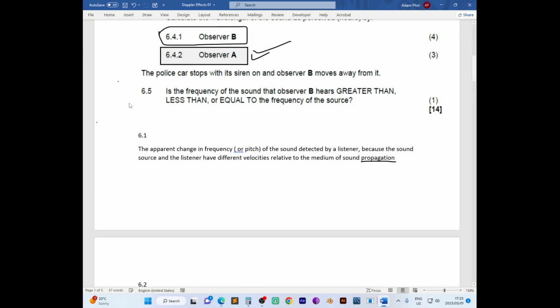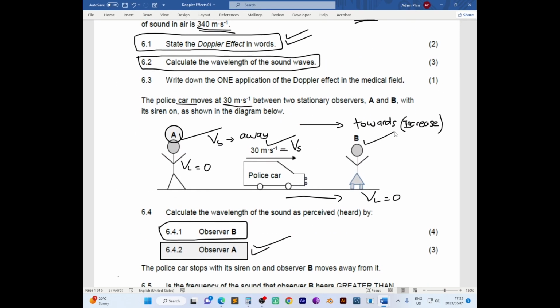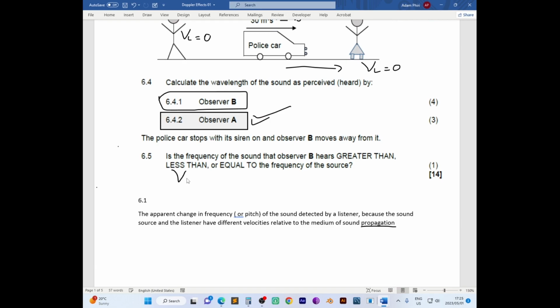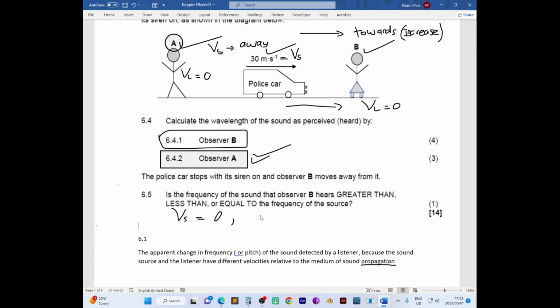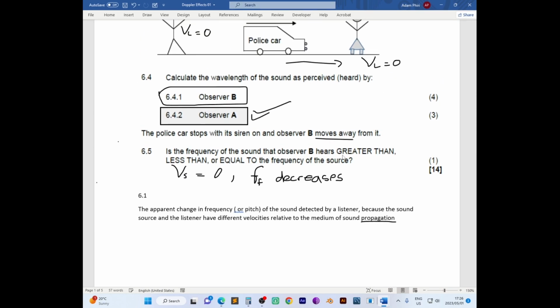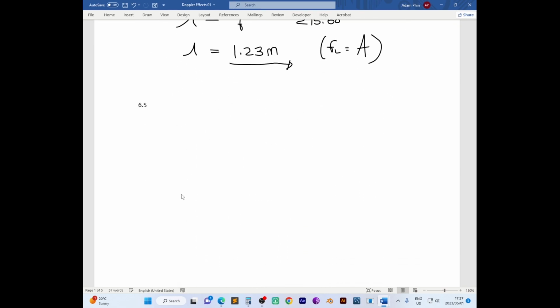The next question, 6.5. It says the police car, as you can read, stops with the siren. Observer moves away. So the velocity of the source is 0 in this case, and then you have the frequency of the listener as the observer moves away. That will mean that there will be a decrease in frequency. So going to our answer, we choose greater than, less than, or equal: less than, correct. So our answer will be less than.